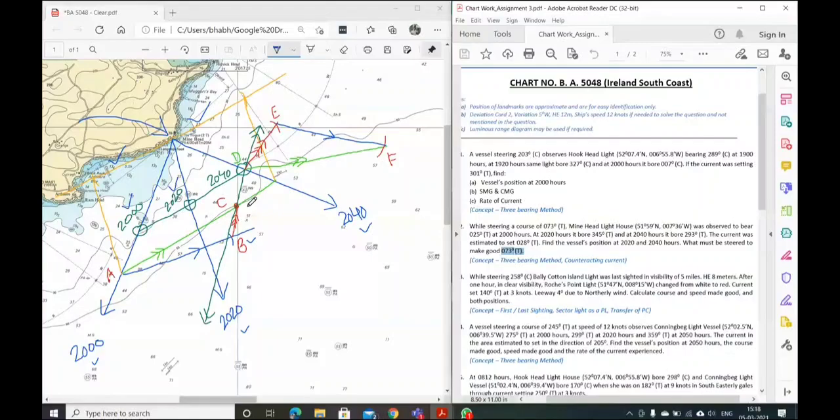You have the speed made good now. No, beta, we will not do that. Why? Because I'll tell you. The speed made good actually depends upon the direction in which you are going. If you are going with the current, the speed made good will increase. If you are going against the current, the speed made good is going to decrease.